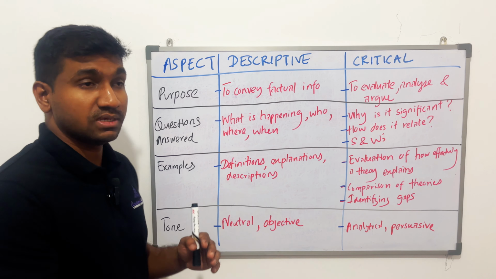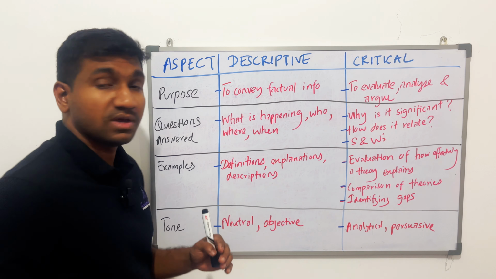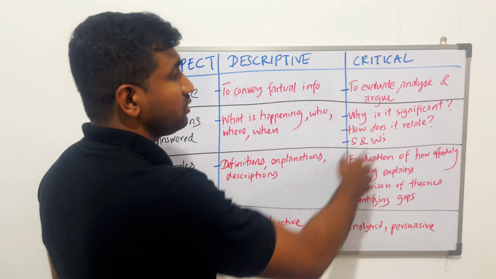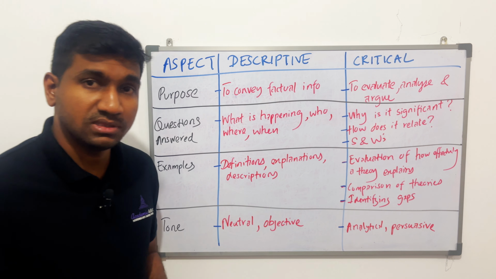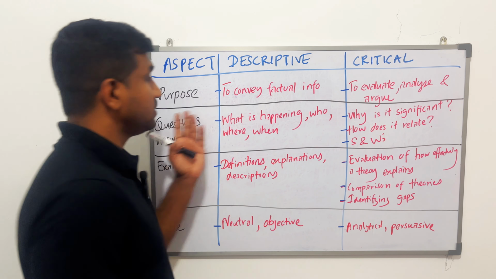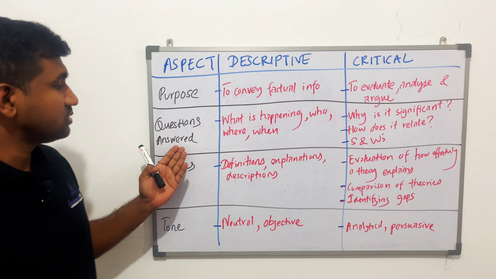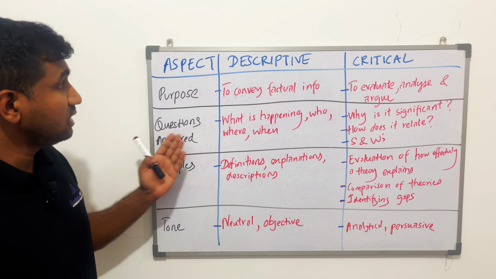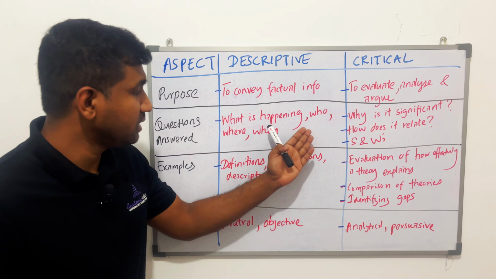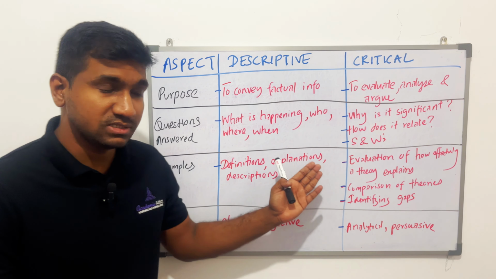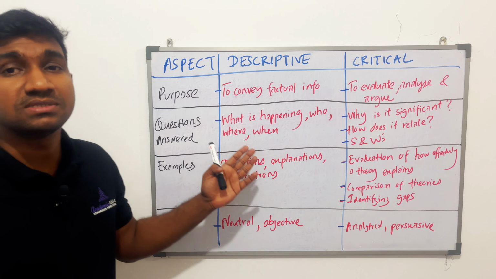So you are explaining things. You are explaining factual information. Under critical, you are evaluating, analyzing, and arguing things. So here under purpose, that's the purpose of critical writing. And what are the questions that you have to answer in descriptive writing? What is happening? Who, where, when? Very simple. Who, where, when, and what is happening.